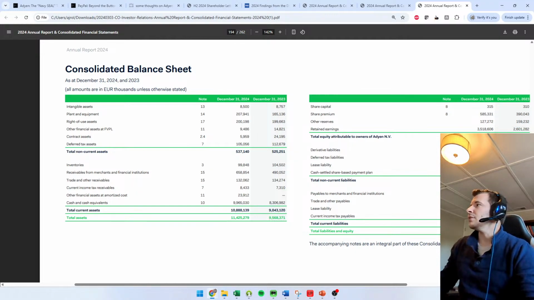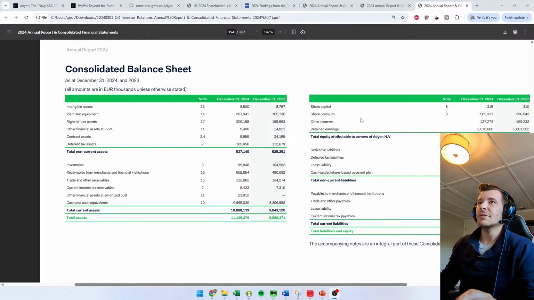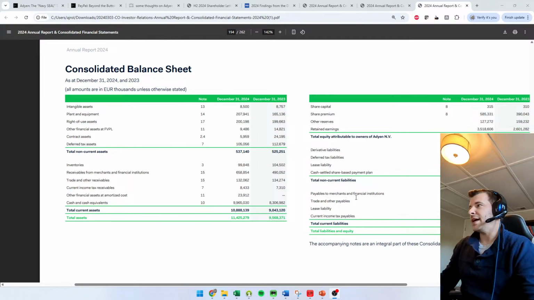Oh no, I realized that I have a problem with my... Oh no, this looks fine here. Okay, apologies. I was looking at the wrong thing for a second. I thought that you guys were still stuck on my Excel and not able to see the consolidated balance sheet, which would have made me sad.